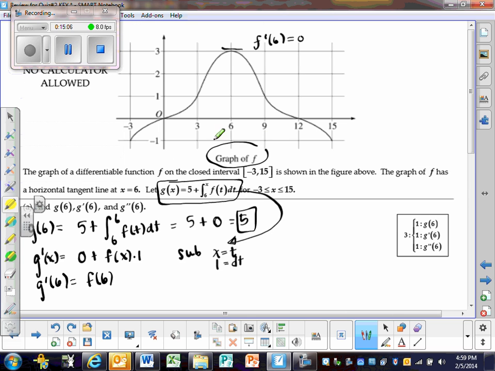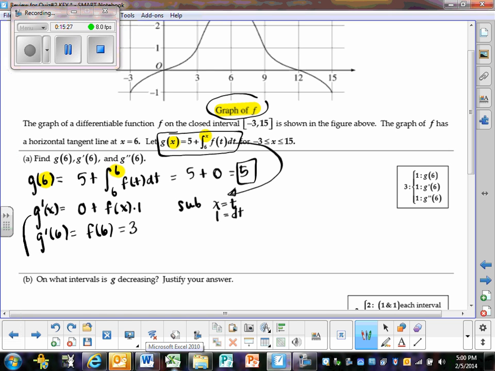f of 6 is on the graph of f at 6. So before we were getting the area by substituting in. This time we're not substituting into the integral, we're just getting the graph of f value. So f of 6. And f of 6 is 3.